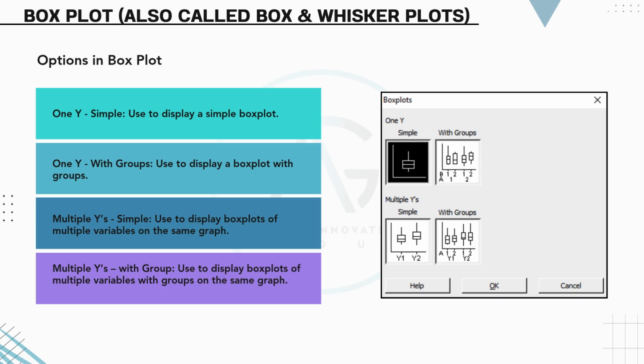4. Multiple Ys, With groups. This is the most detailed view. Use it when you have multiple numeric variables, each categorized by a grouping variable, for instance, comparing revenue and expenses across multiple teams or time periods. The screenshot on the right shows how these options appear in the Minitab interface. Selecting the correct option ensures that your visualization is clear, relevant, and aligned with your analysis objectives.